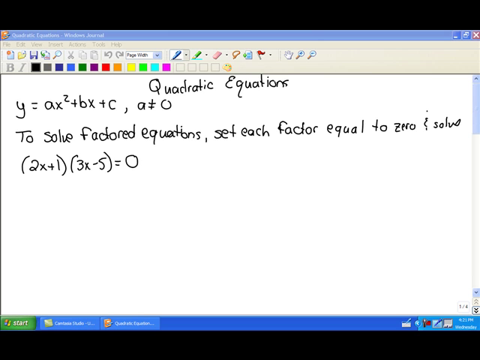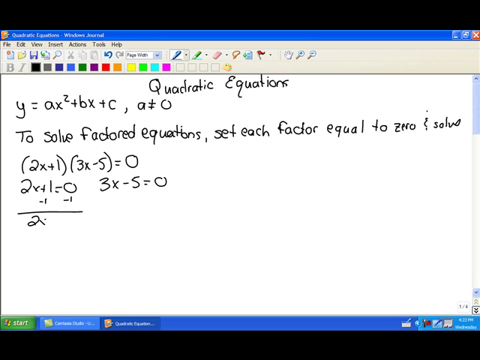To solve factored equations, you're going to use the zero product property and set each factor equal to 0 and solve. So in the case of the first example, we have the quantity of 2x plus 1 times the quantity of 3x minus 5 equaling 0. We're going to set each factor, the 2x plus 1 equal to 0, and the 3x minus 5 equal to 0. Solving both equations, subtracting 1 from the first equation, both sides, dividing by 2, x is going to give us the answer of negative 1/2.